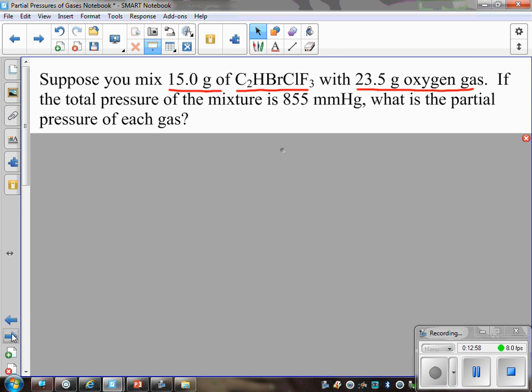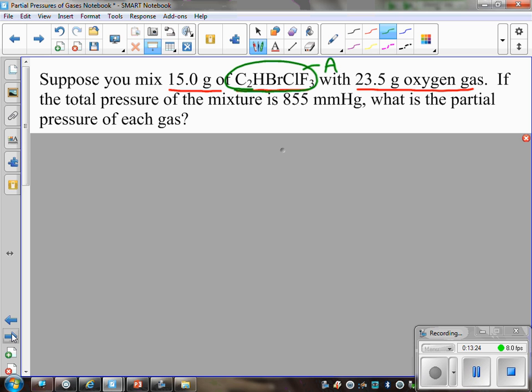Now, you may have noticed before I erased it, this is kind of an ugly compound. It's kind of big, long. I don't want to have to keep writing it over and over again in my work, and you can always do something like this. So I'm going to make myself a note that I'm going to substitute C2H2BrClF3 with the letter A, just kind of like a variable, so that I'm not having to continuously write that formula over and over again.